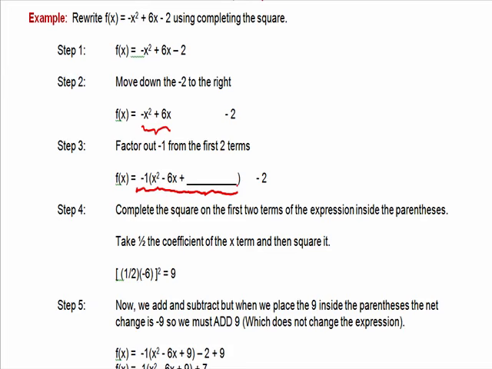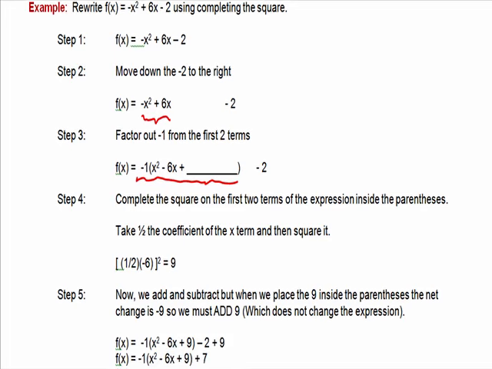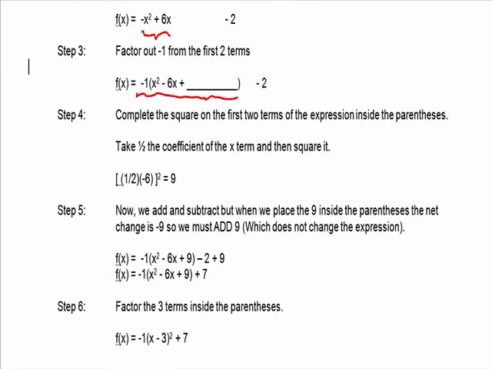Now I complete the square on the first two terms of the expression. Those are the ones inside the parentheses. So we take half the coefficient of the x term and square it. So half of negative 6 is negative 3, and negative 3 squared gives us 9. And as we've done before, what we will now do is place that 9 inside of the parentheses. Now when I do that, the net effect was not an addition of 9. The net effect was actually a change of negative 9.